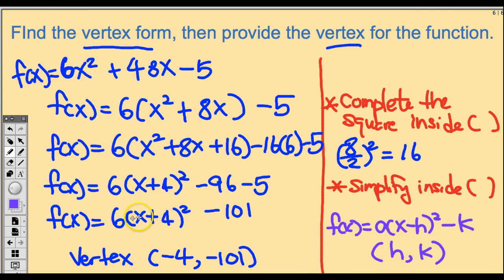That's why we have to change symbols over here. Not the 4, but the negative 4, okay? Because it's x minus negative 4. So this is negative 4, but then the, oh shoot, I said negative k. This is plus k, and so this is positive k. So this whole thing, negative 101, that's going to be your k. So I hope you understand this question.